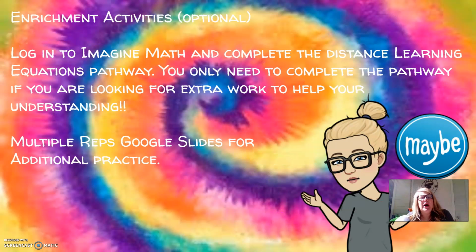All right, so the optional activities for the week are the Imagine Math Pathway, and I need to change my slide. It will not be the distance learning for equations. It will be distance learning for multiple representations. But then there's also some additional multiple representations Google Slides for extra practice.